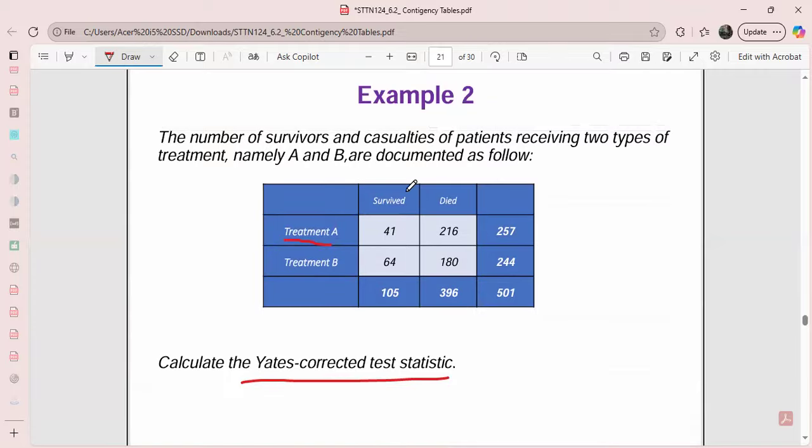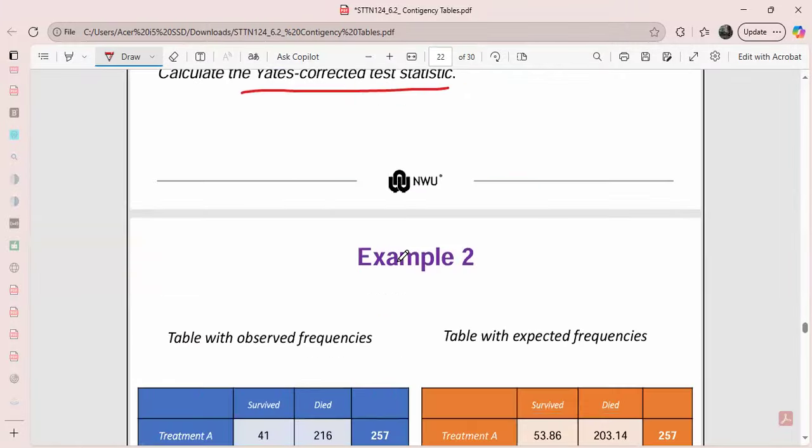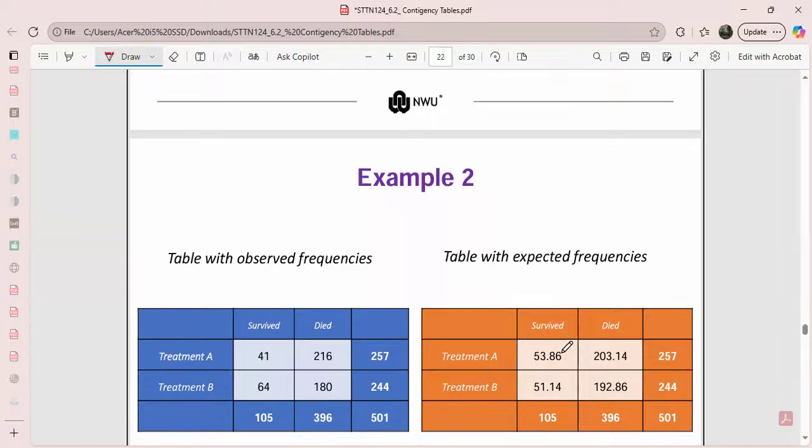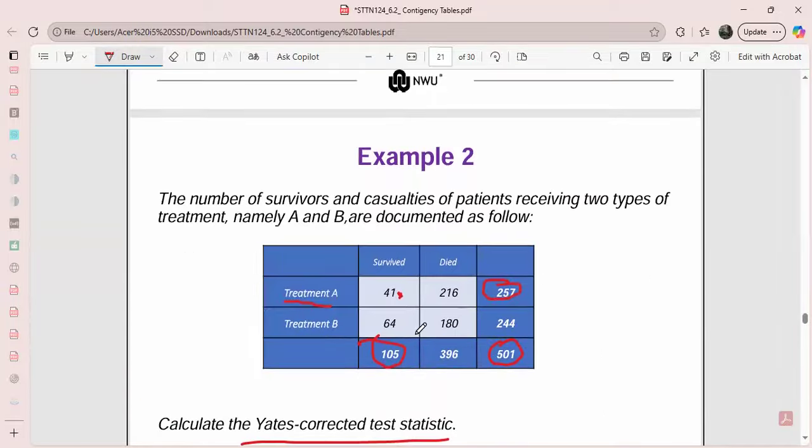Remember, we want the expected frequency. So we're going to say what? Column total multiplied by the row total. So 105 multiplied by 257 divided by 501 to get this one. Let me just check. It's 105 multiplied by 257 and then divide by 501. So on my side, I got 53.86. Here it is. Same method to get this.